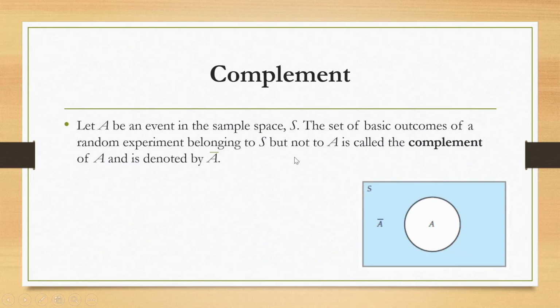And of course, in probability theory, you might face the term complement, and complement is defined in the following way. Let A be the event in the sample space S. The set of basic outcomes of a random experiment belonging to S but not to A is called the complement of A and is denoted by A with a bar.